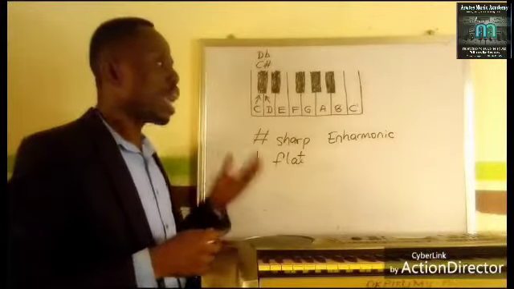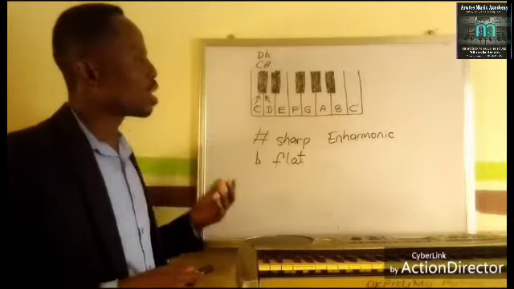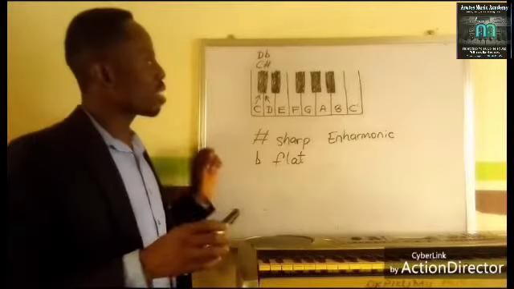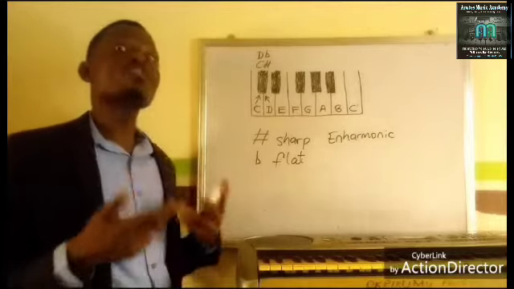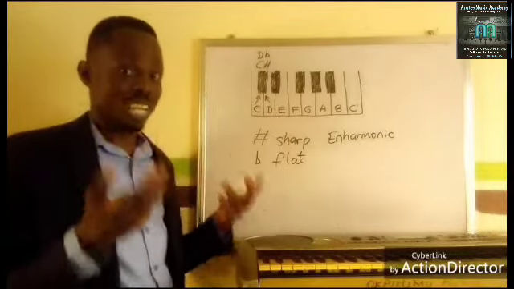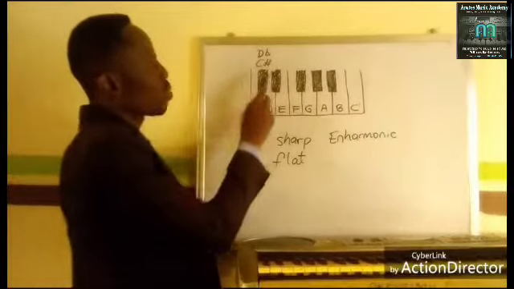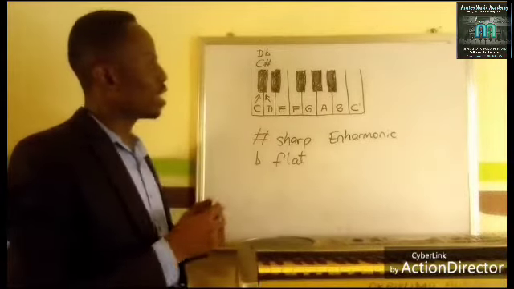Enharmonic notes. Enharmonic notes are notes that can be written in two different ways, or notes that have two different names. Now let's look at the next one, the second black note we have there.